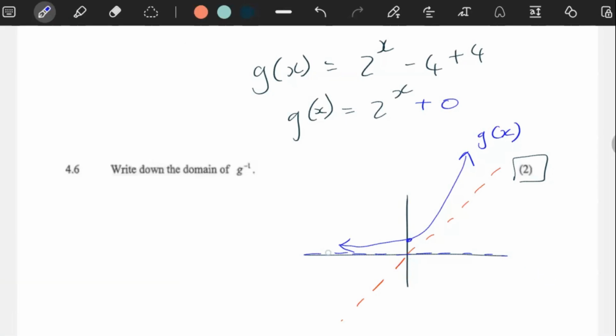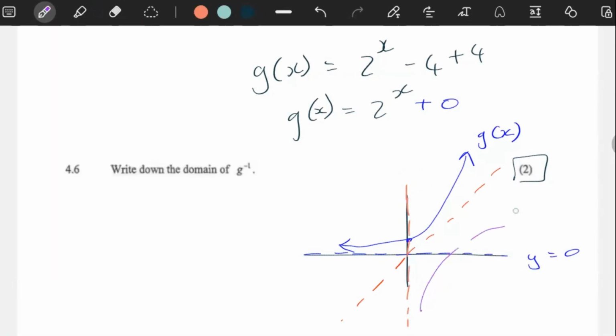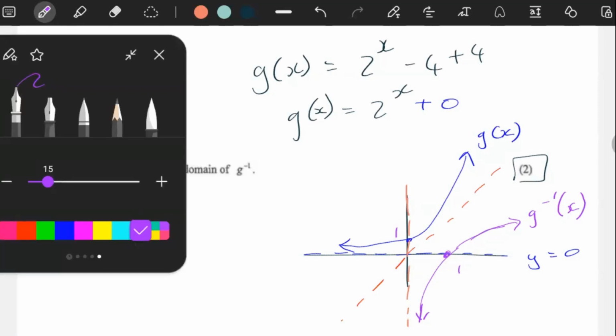For example, the asymptote here is y is equal to 0. However, the inverse will have an asymptote here, you see, and it will also be going down this way. This is the inverse of g. So simply put, if this is a positive 1 here, this will also be a positive 1. I think that's easy to see.